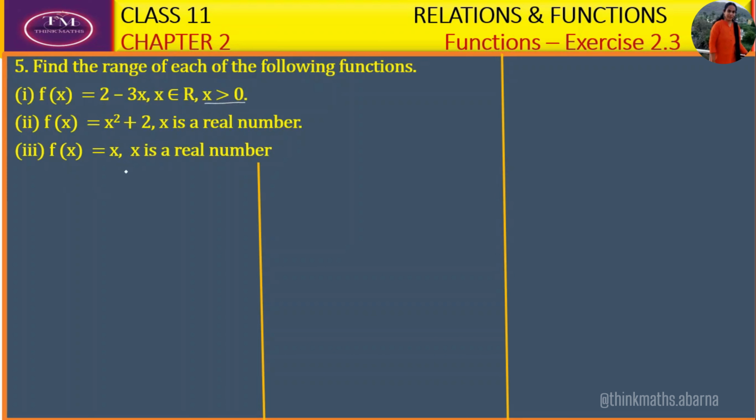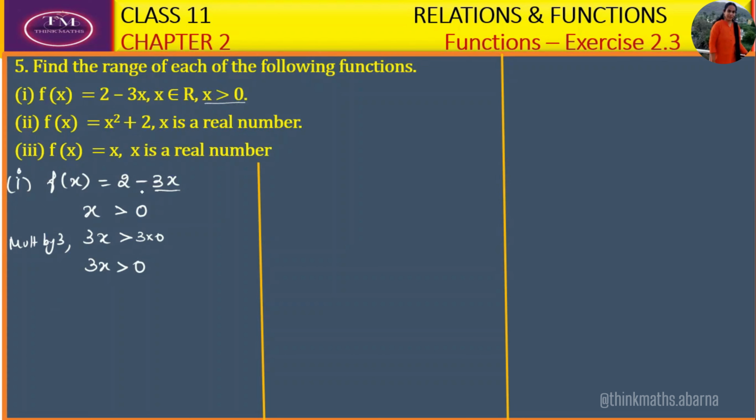Here x is positive. So the first question, the function is 2 minus 3x. So what is the condition given? X is greater than 0. So with this condition, we will bring 2 minus 3x in the left hand side. So first let us multiply x with 3. Okay. So multiply by 3 on both sides. If you multiply 3 into x is greater than 3 into 0. That is 3x is greater than 3 into 0 is 0.